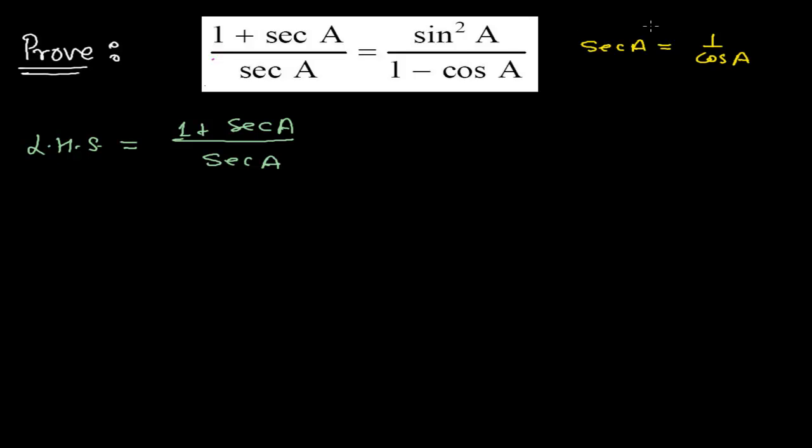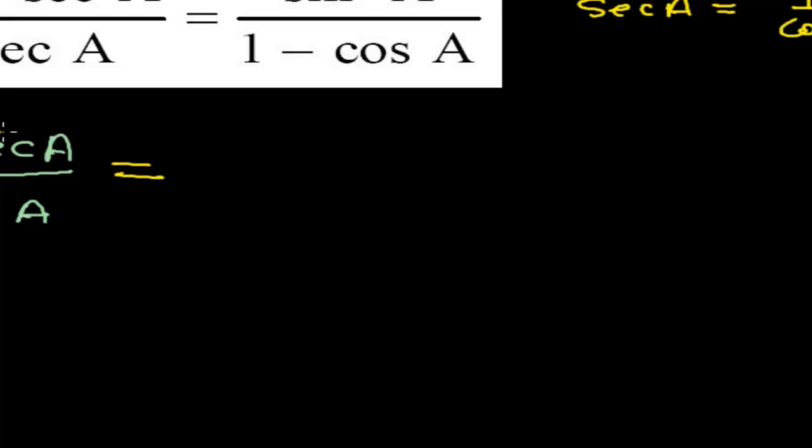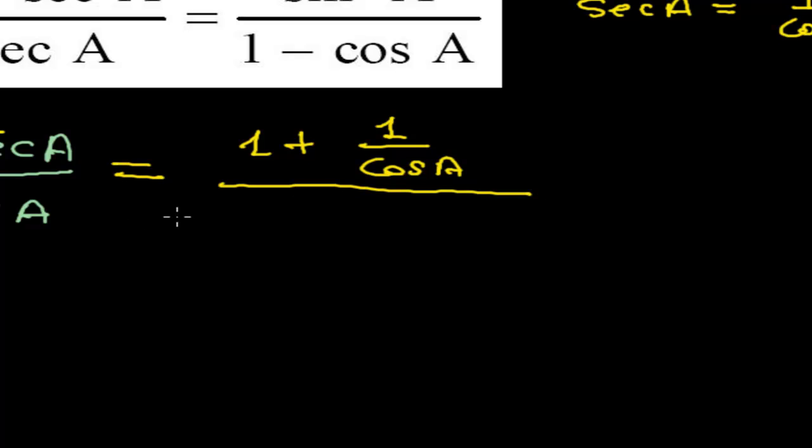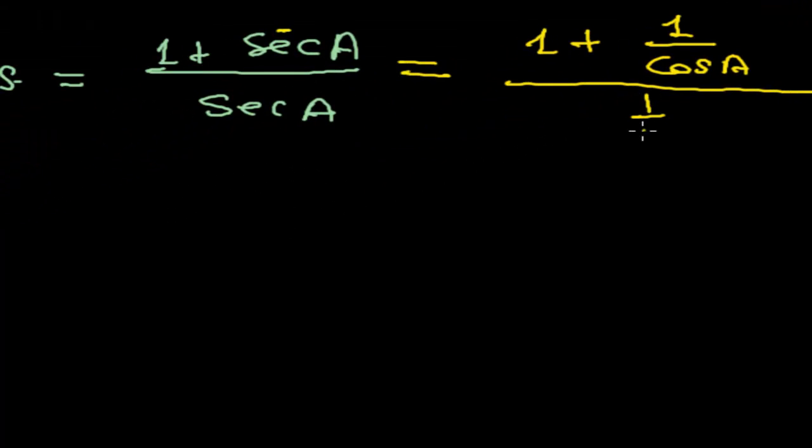If there are tan and cot, then also convert into sine and cos. If there are sec and cosec, then also convert those into sine and cos. They will make the problems easier to solve. So the same thing I'm doing here again. In place of sec a in 1 plus sec a, I'm going to put the reciprocal value, that is 1 upon cos a. So 1 plus 1 upon cos a, and then whole divided by, again in place of sec a, I'm writing 1 upon cos a.